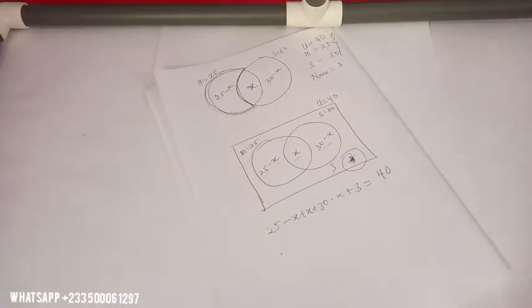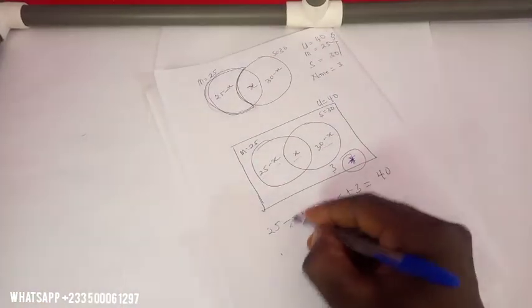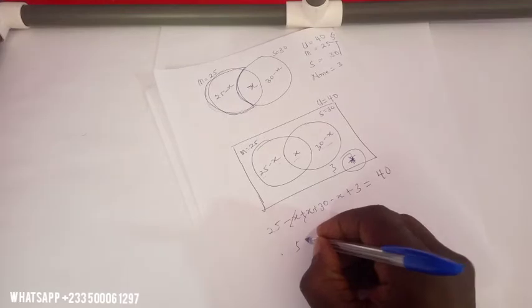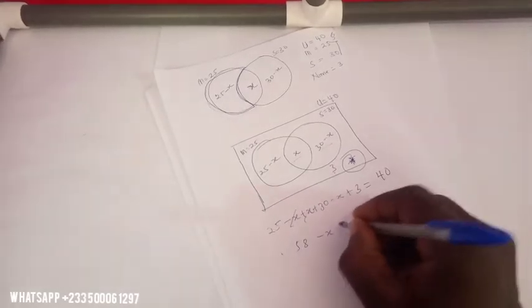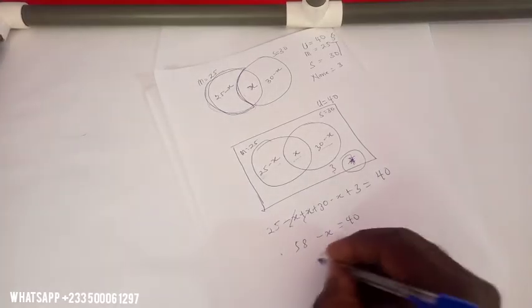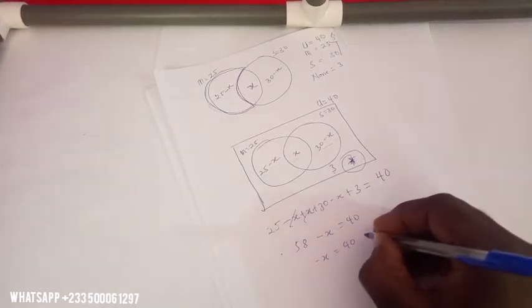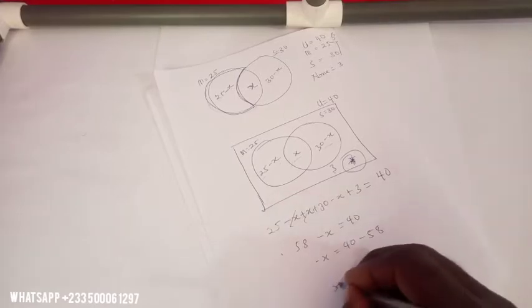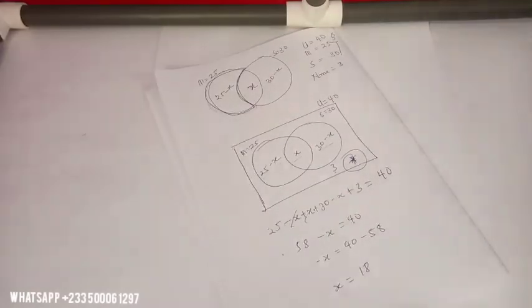40. Are you okay? So when we add this, the x will go out, so we'll get 58 minus x equal to 40. Are you okay? Then we'll continue to get minus x equals 40 minus 58. Then you're going to get x equals 18. It means that the 18 people in the middle are the people who passed both subjects. As simple as that.